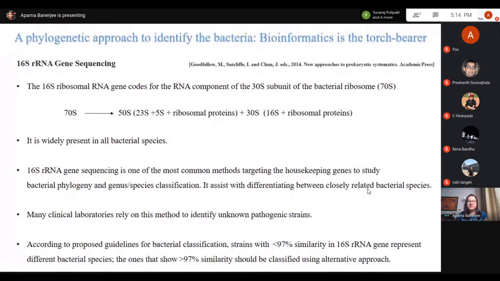As we said, some species are so similar in staining that we cannot identify the particular genus or species. But according to the guideline, if the sequence of the gene, for example A, T, T, G, C, C, G, A, one big sequence of gene, has more than 97% similarity with the 16S gene, then they are different bacterial species. And for those with less than 97%, they have to be classified using an alternative approach, so they cannot be done with this approach. But in general, a lot of bacterial identification can be done via this method.